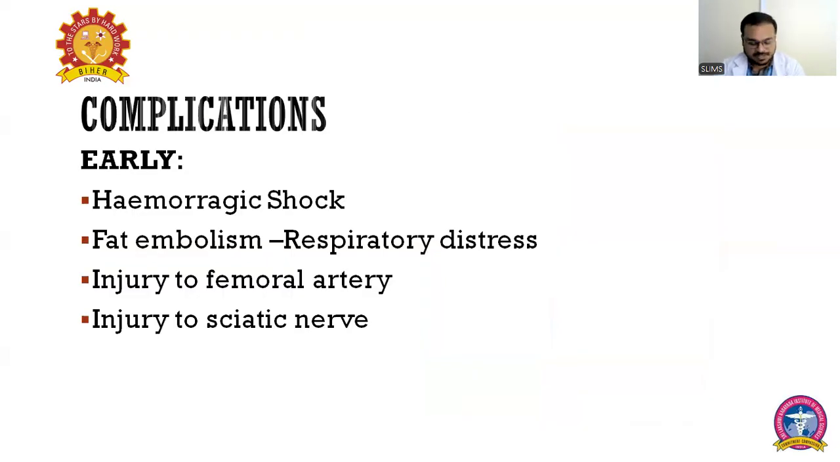So complication of shaft of femur fracture is more common nowadays because of the mode of injuries which we come through day to day. It is divided into early and late complications. Early complications are most severe hemorrhagic shock and fat embolism, which causes respiratory distress to the patient, and injury to the femoral artery and the sciatic nerve, that is a neurovascular structure which runs through the posterior compartment of the thigh and ends in the knee.